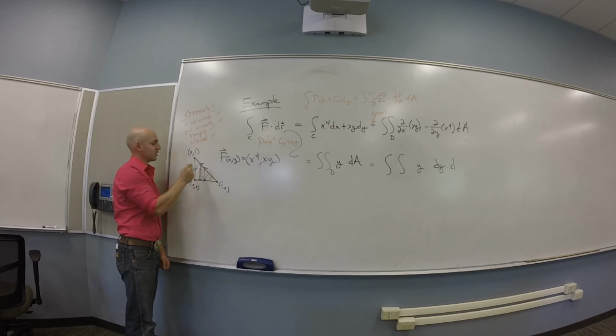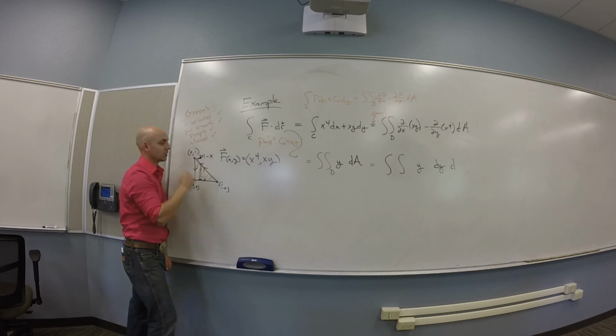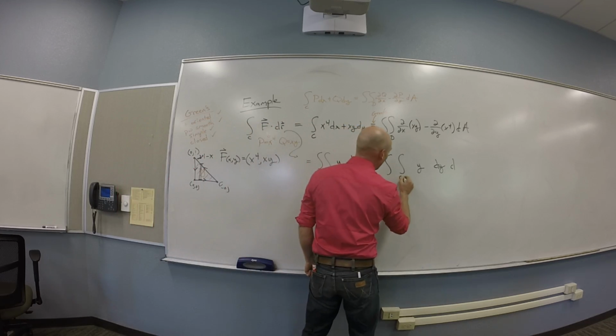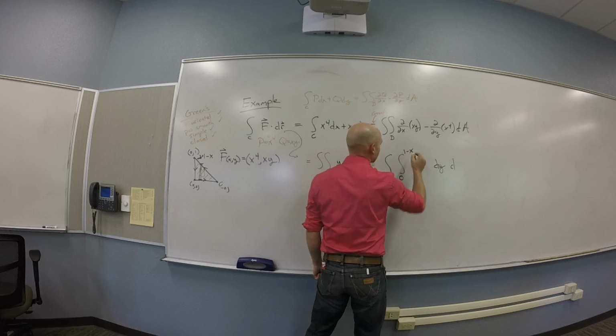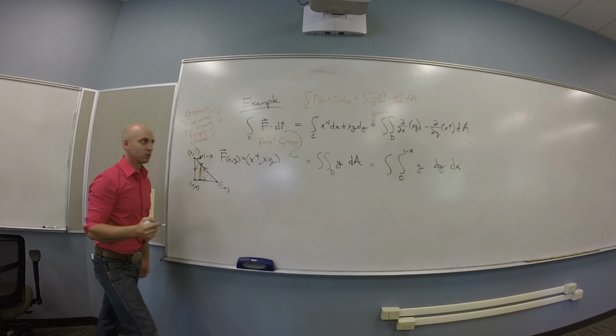Right, this is the line, right? It goes through 1 and then goes with a slope of minus 1. So that's the line y equals 1 minus x. So my y's go from 0 to 1 minus x. And then where do my x's range? 0 to 1.